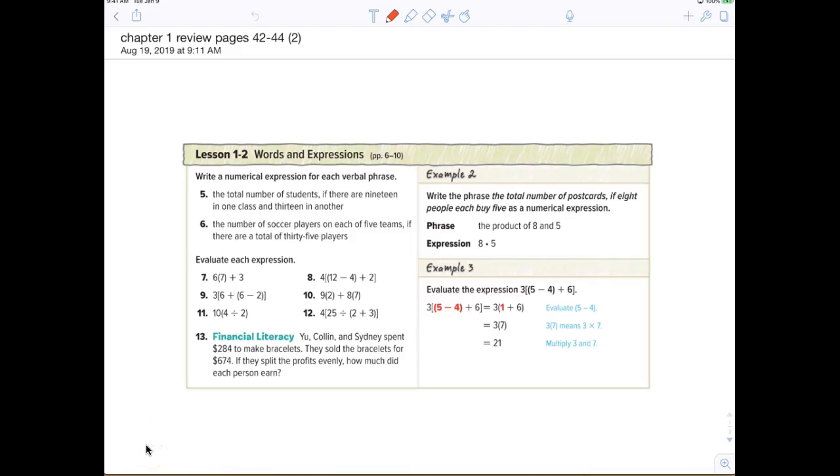Now again, it kind of said you were doing the odds yesterday, evens today, but we're just going to go through it and do it all. All right? It was very easy. Very, very easy.